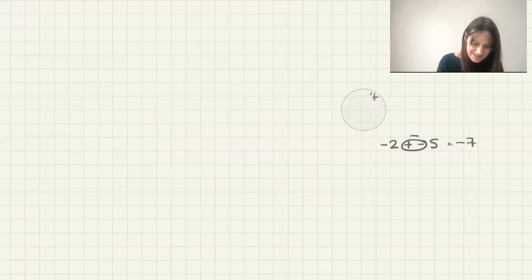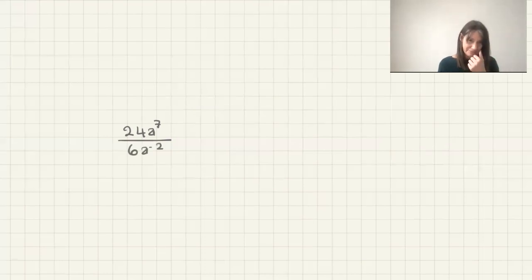Okay, let's do another one. We're going to do 24a to the 7 divided by 6a to the minus 2. Have a go.